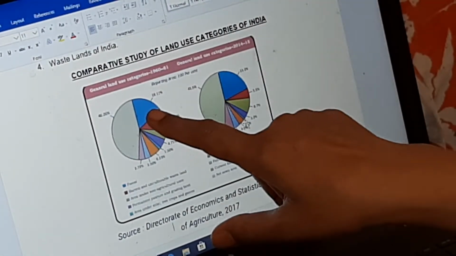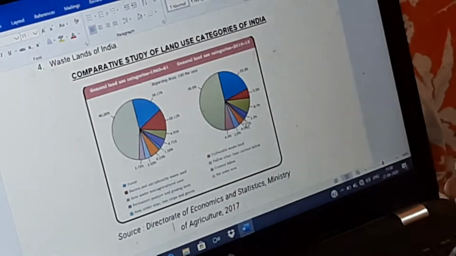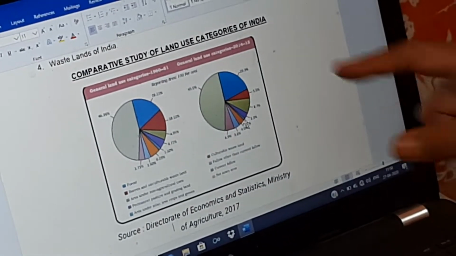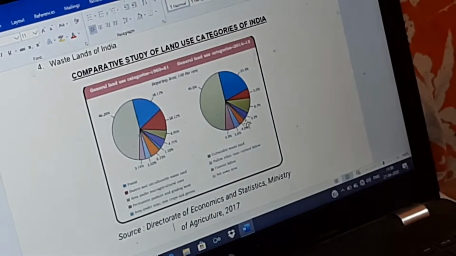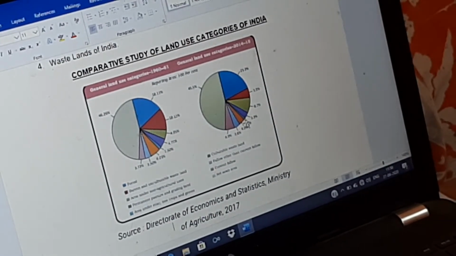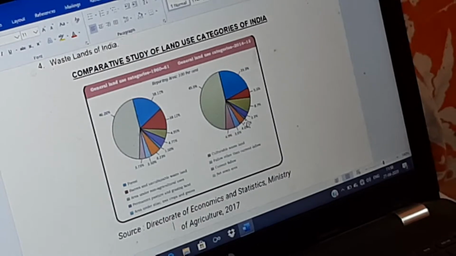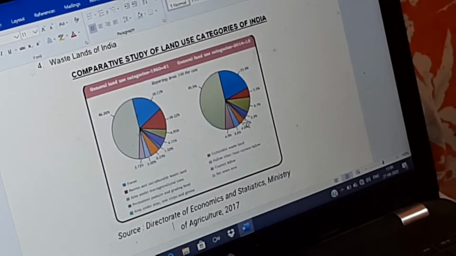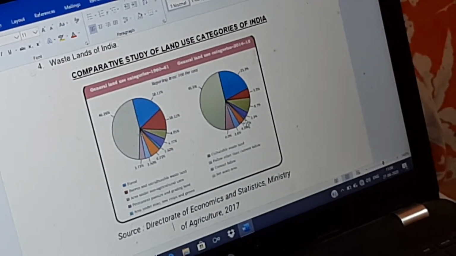Second, this blue color indicates the forest. Earlier it was 18%, now it is 23%. Now this forest area has increased, but according to the National Forest Policy, which was introduced in the year 1952, the desired percentage should be 33% for a nation. Then too it is 10% less, but there is an increase. Why? Because we have started adopting the policies of afforestation, and as a result the forest cover has increased.